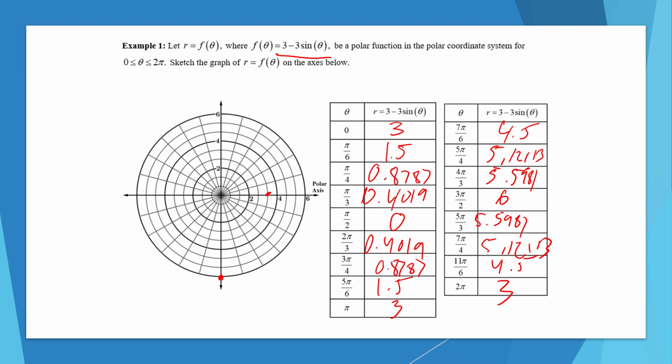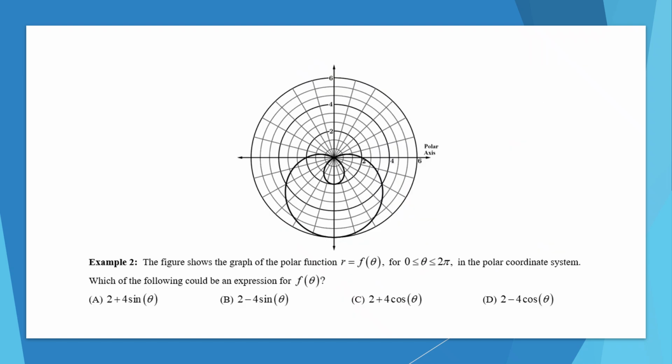At 2 pi, we have 3. At pi, we have 3, which should be somewhere right here. And this is pretty much how the shape is going to look. It's basically going to be a heart shape. Not a perfect heart, but very similar to a heart shape is what you get when you graph it. So that is how we graph a polar function.